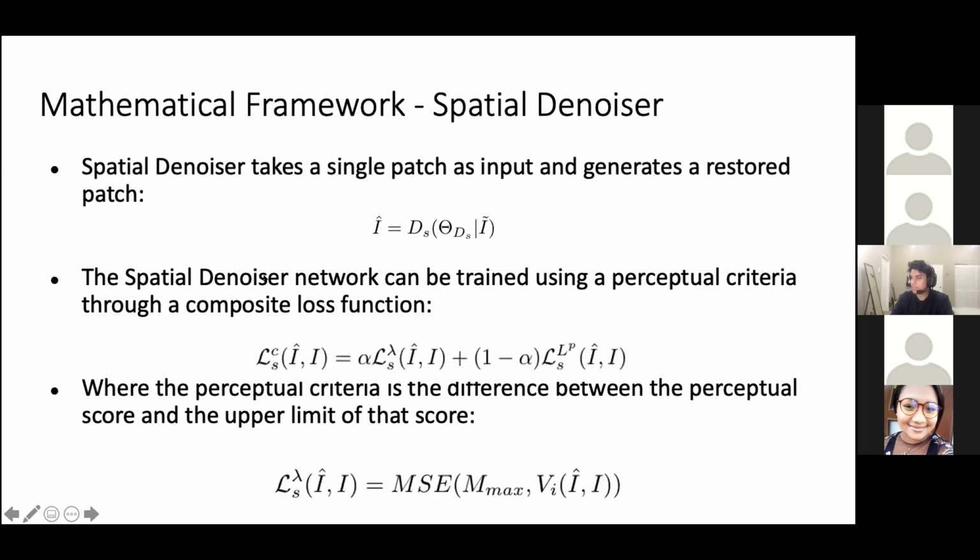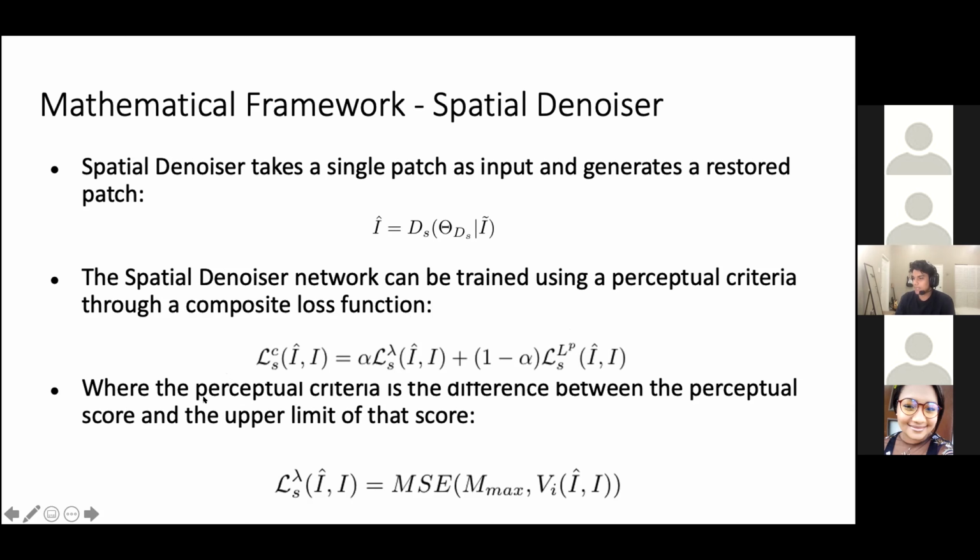This spatial denoiser can be trained using a perceptual criteria through this proposed composite loss function, LC. It looks like a bit much, but the point I want to hammer home here is that it's made up of two loss values, this lambda loss here and this LP loss here. First of all, this LP loss that I'm hovering over right now is a traditional loss. This is a mean squared error loss. And the lambda loss is a perceptual loss. We'll go into detail on how we're going to generate this perceptual value in a second. But all this loss function says is that you're taking some weighted combination of your traditional MSE loss and some new perceptual loss, and you're going to use that in the loss function to update the denoiser network rather than using traditional mean squared error.